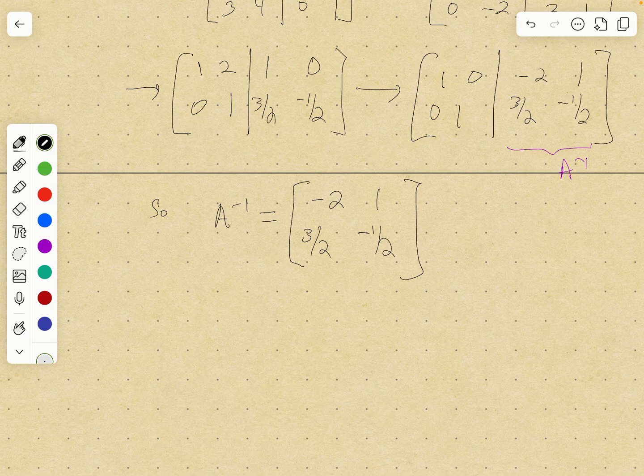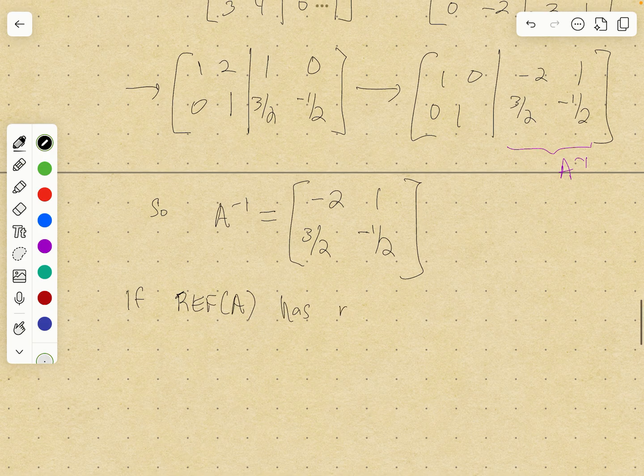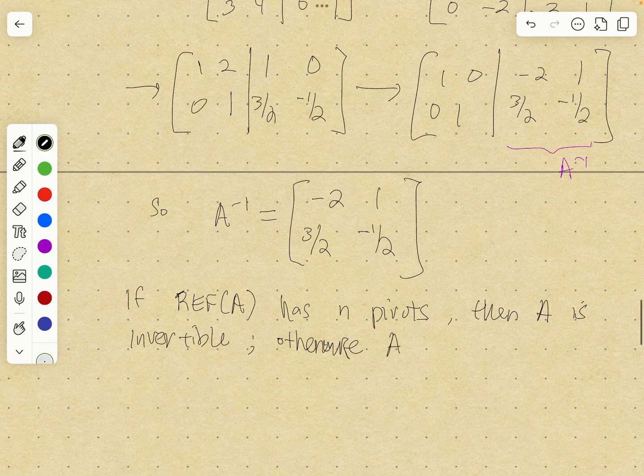And that's actually something that if you're thinking about inverses, right, you want Ax equals 0 to have only the trivial solution, and so you need n pivots. So if the echelon form of A has n pivots, then A is invertible, and you're able to solve the system. Otherwise, A is not invertible.